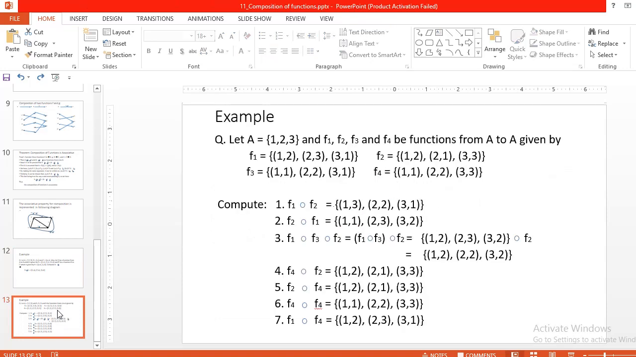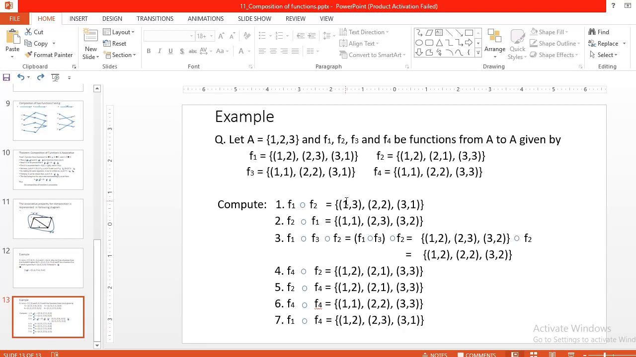So let's take another example for your better understanding. The question is: A is equal to {1, 2, 3} and F1, F2, F3 and F4 functions are given from A to A. What are these functions? F1 is equal to this, these are F2, F3 and F4. So these functions are given and we have to find F1 composition F2, F2 composition F1, F1 composition F3 composition F2, then F4 composition F2, F2 composition F4, F4 composition F4 and F1 composition F4.